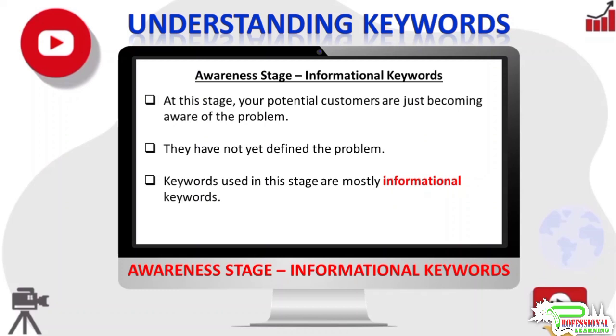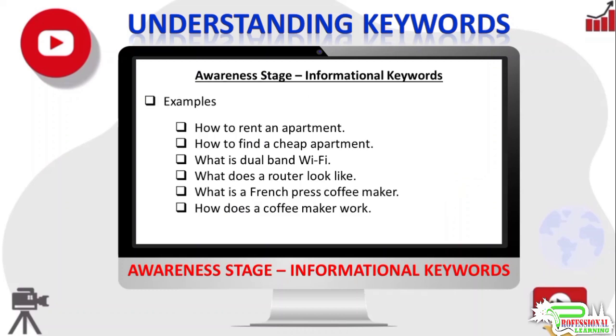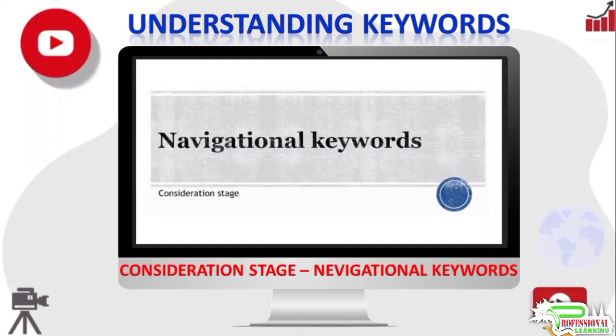People who are using these phrases are looking for information. They are trying to obtain a clear understanding of the issue they are facing. They are not looking for a solution yet and they are not ready to buy either. In the examples you can see, how to rent an apartment and how to find a cheap apartment. So they are looking for information at this stage, and also what does a router look like, what is dual band Wi-Fi.